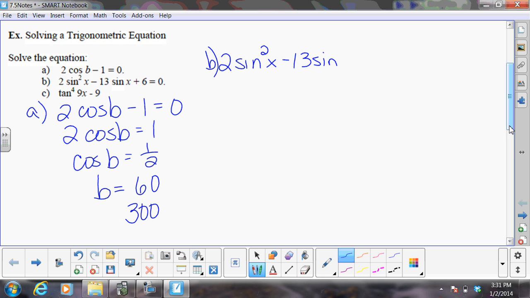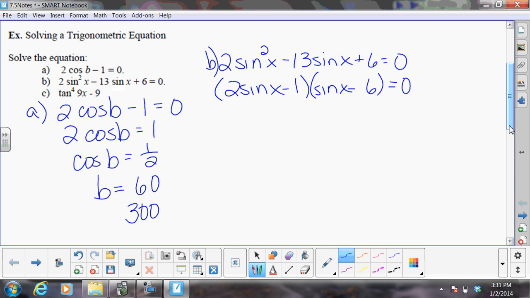I'm going to rewrite my next equation. And this kind of looks like a quadratic. There's a sine squared, a sine, and then a regular number. So we're going to go ahead and double bubble. I need to get 13 in there. This is both negative, 6 and 1, so outside will give me 12. Inside 1, 12 plus 1 is 13. Each bubble gets set equal to 0.